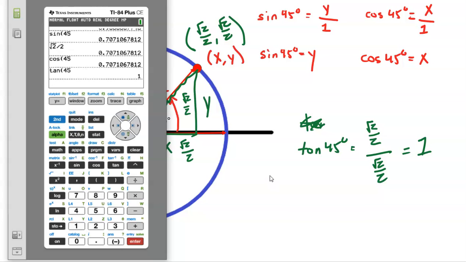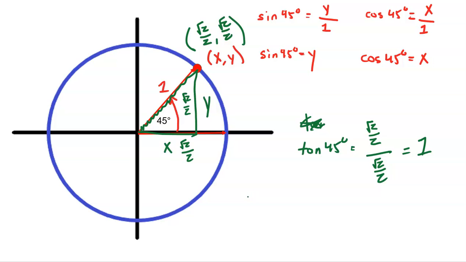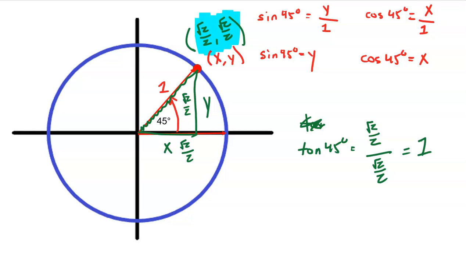But again, I can only figure out these exact values without my calculator in one of these special triangles like this one right here. So hopefully that problem made a lot of sense. Even though you could use your calculator, remember how much I love exact answers. These are the answers I would expect for 45 degrees.